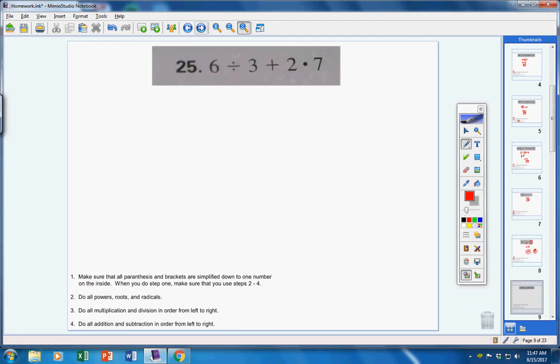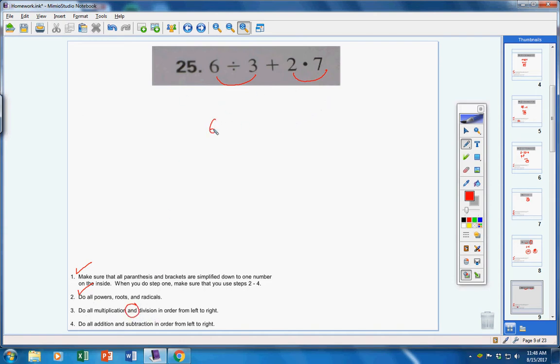Number 25. Okay, there are no parentheses or brackets. There are no powers, roots, or radicals. Step 3, multiplication and division. Well, here's division. Here's multiplication. Remember, listen. You do not do multiplication first. You do multiplication and division first, going from left to right.